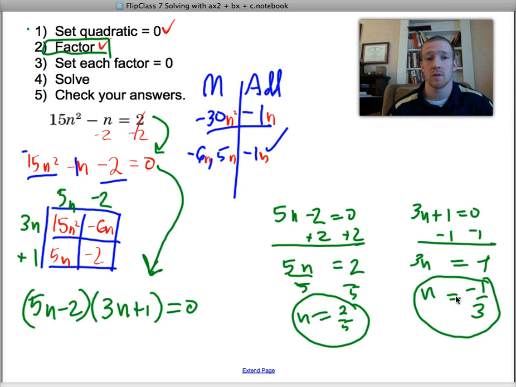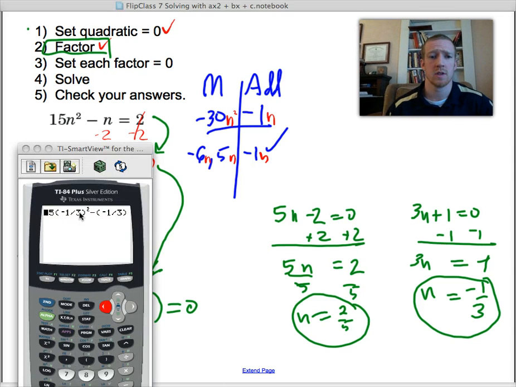Now these both came out to fractions, so how are we going to check our answer? You guessed it. Good idea. Use your calculator. So I plugged in the negative 1/3 into my calculator, and I went back to the original. That's why it's only 15 times what we're plugging in squared minus what we're plugging in. And it's a minus a negative, so minus a negative 1. And then that gives us a 2, and it should equal 2, just like we expected.